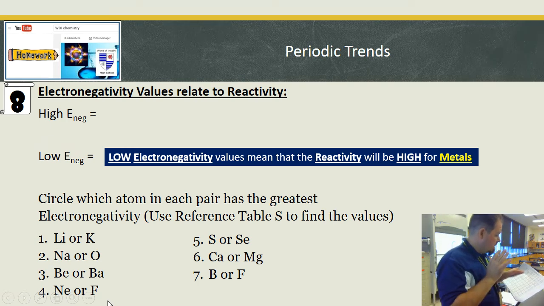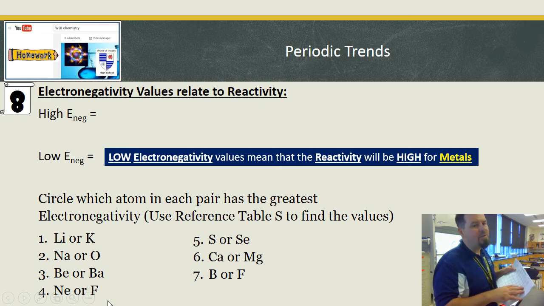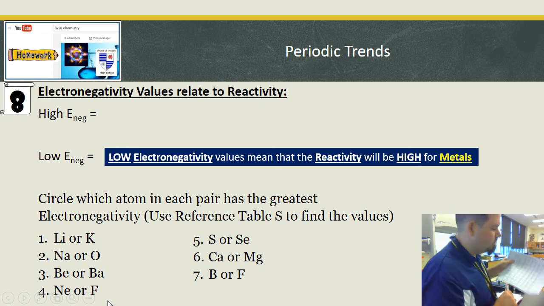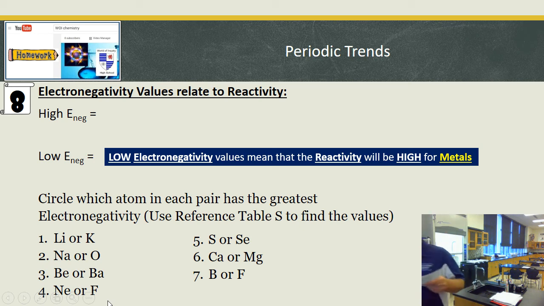And that is going to be a saying I use a lot. Remembering the trend in electronegativity as I go across, this isn't something you have to memorize. You can look it up. Pick 2 elements in the same period. Look up their 2 electronegativities. Lithium. Lithium's electronegativity is 1.0.